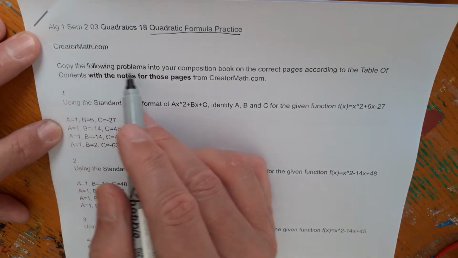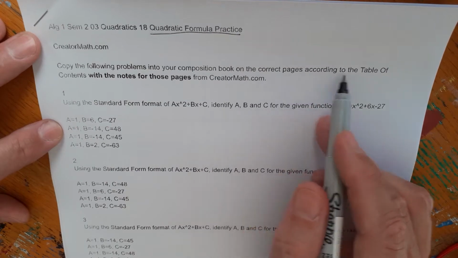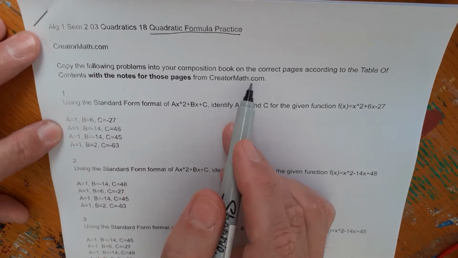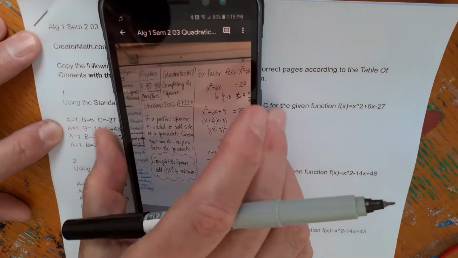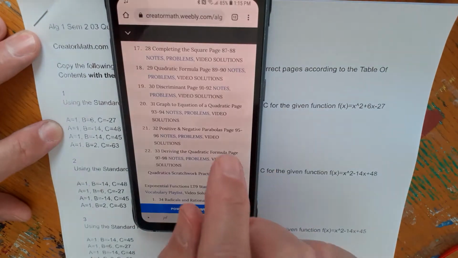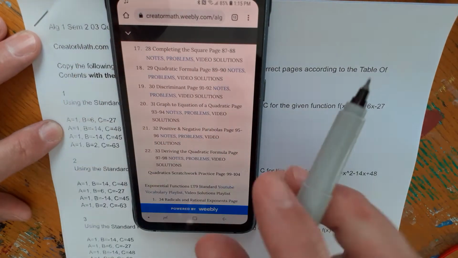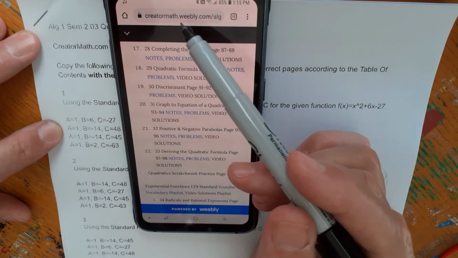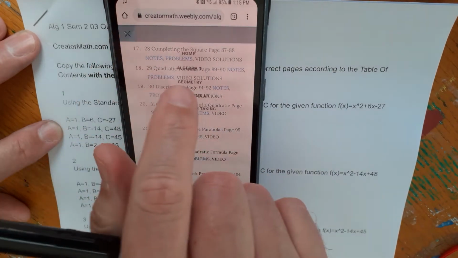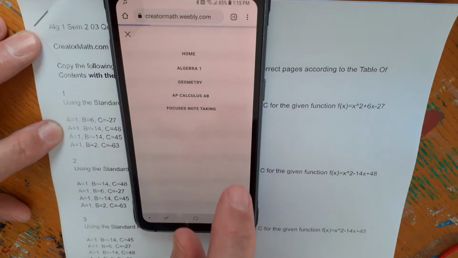The instructions are copy the following problems into your composition book on the correct pages according to the table of contents, with the notes for those pages from creatormath.com. So to show that, let's go here. You're going to type in creatormath.weebly.com into Google. You'll see the home page pop up, hopefully, that looks like this.